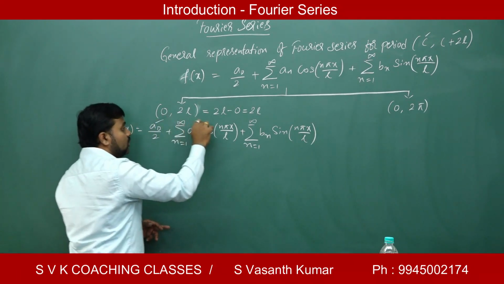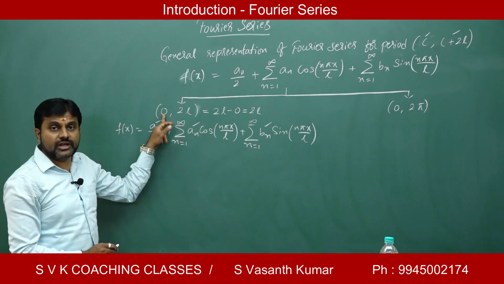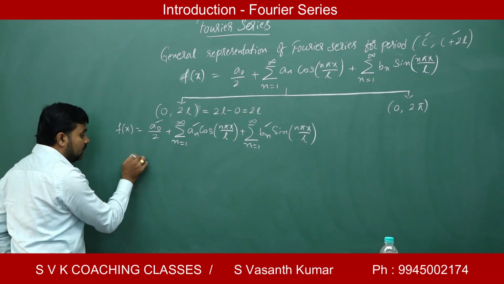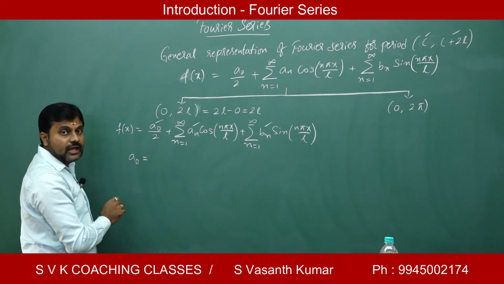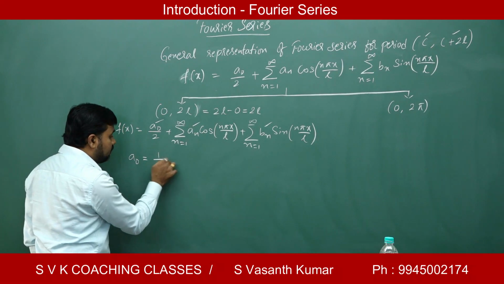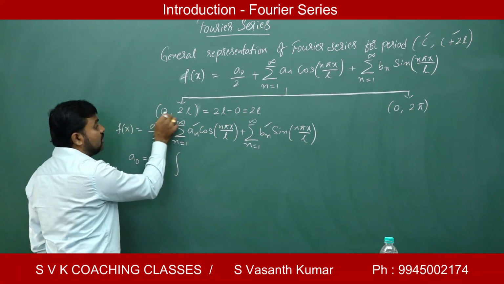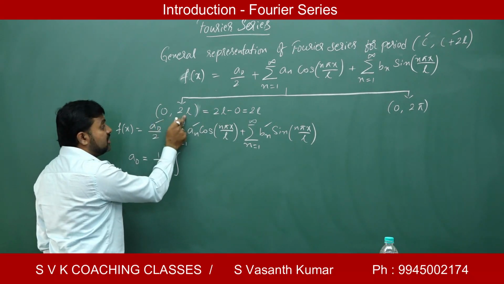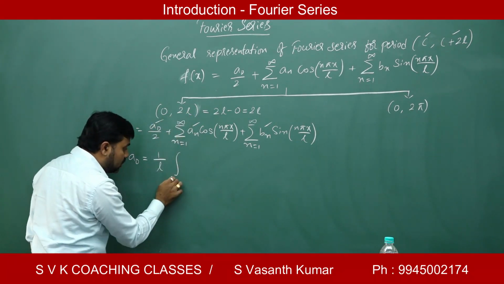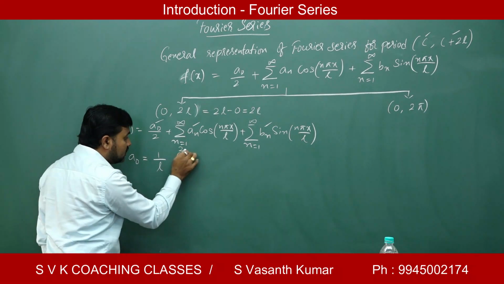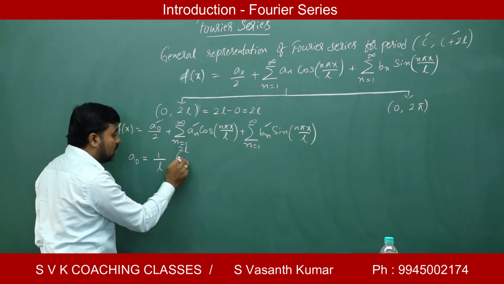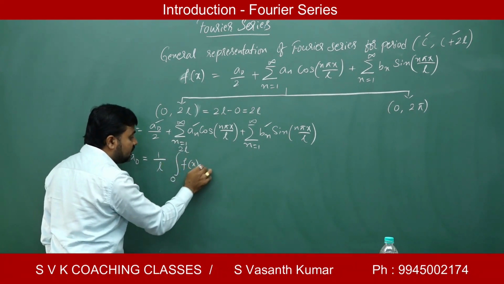Now we shall find out the Fourier coefficients of period 2L. How to find out? Let us see. A naught is given by 1 by L integral. Observe here the given limits 0 to 2L. Write down the limits 0 to 2L in the integral sign: 0 to 2L f of x dx.